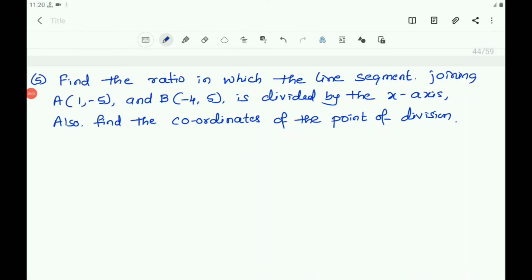Children, it is a continuation of the chapter Coordinate Geometry. Now let us continue Exercise 2, which is based on the section formula, midpoint formula and distance formula.